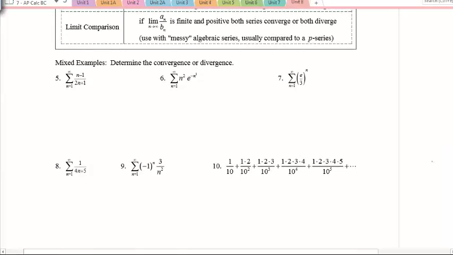6 mixed examples for you to work on to figure out if it's convergent or divergent. And once again, please tell me what test you used. All right, so I'm done teaching. It's your turn to do some quick review and to attempt these 6 questions. Have fun, everybody. I'll see you in a few minutes with the answers.